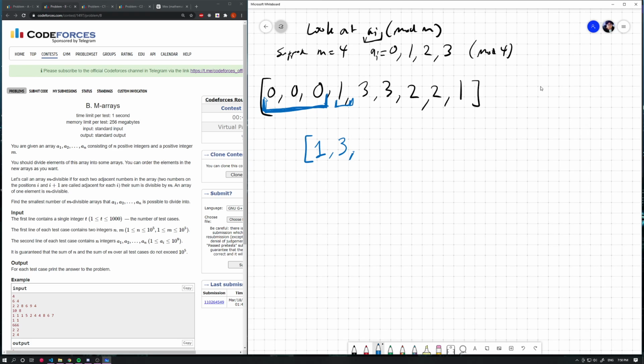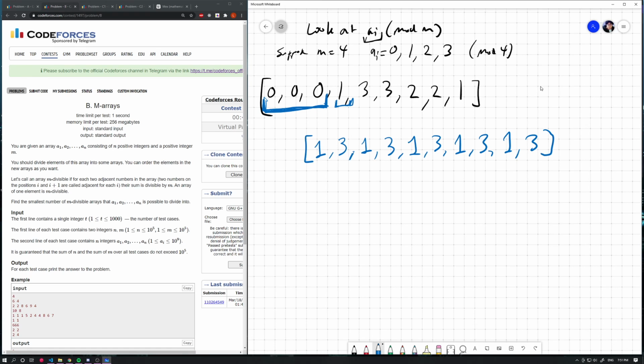Then let's try to extend this further. Let's say we're at 3 and we want to extend this list to the right. The element we add to 3 needs to be equal to 0 mod m, but there's only one element which fits that criteria, and that element is 1. But now we're back to 1, and so we need to add 3 again, and then basically it just comes down to this.